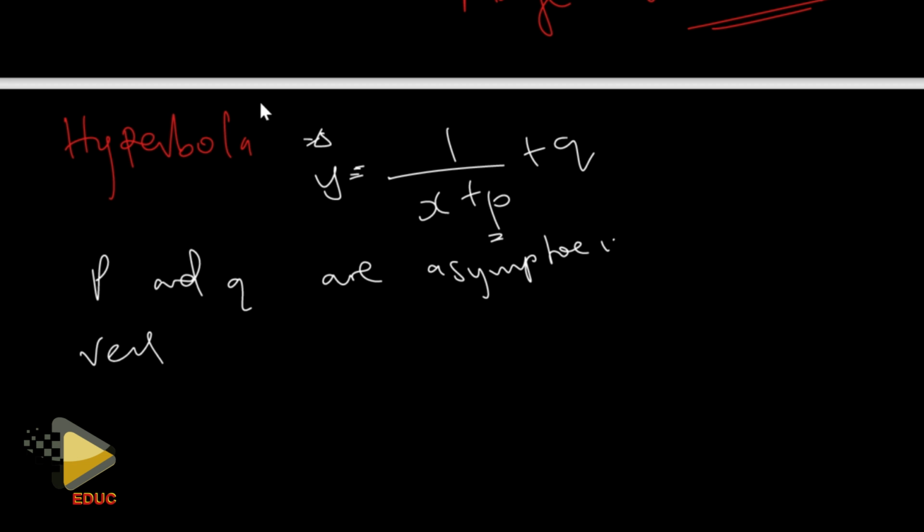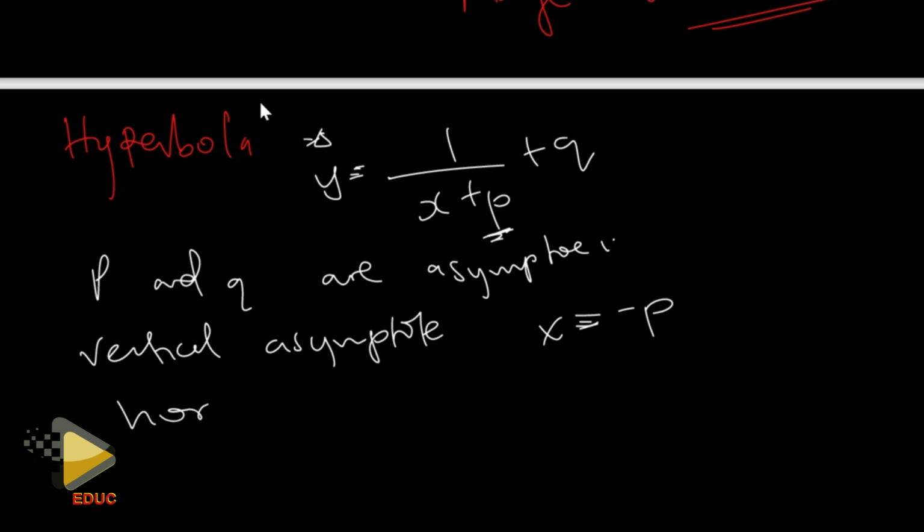So when you ask for the vertical asymptote, a line that the graph can never cut, it will be x is equal to negative p, since I'm using a plus. If this was a minus, then that would be a plus. And then the horizontal asymptote, we're going to say y is equal to q. If q is positive, then it will be positive. If it's negative, it's also negative. The signs are not changed.